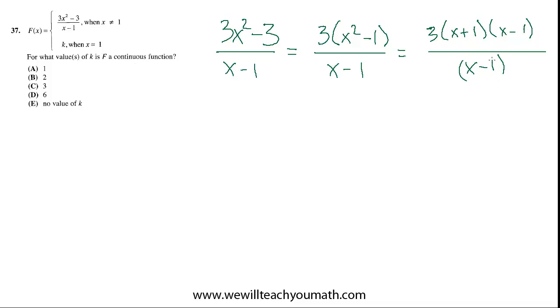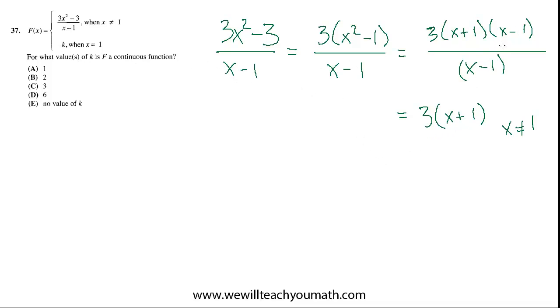So we can almost cancel x minus 1 over x minus 1. And that would be fine, except the remaining function, although it would be exactly the same as the original, would be defined at x equals 1, which this function is not, because it makes the denominator 0. So we have to note that restriction. So this becomes 3 times x plus 1, except x cannot equal 1. But what this tells us is that if we were to plug in x equals 1 into this, we would get k.